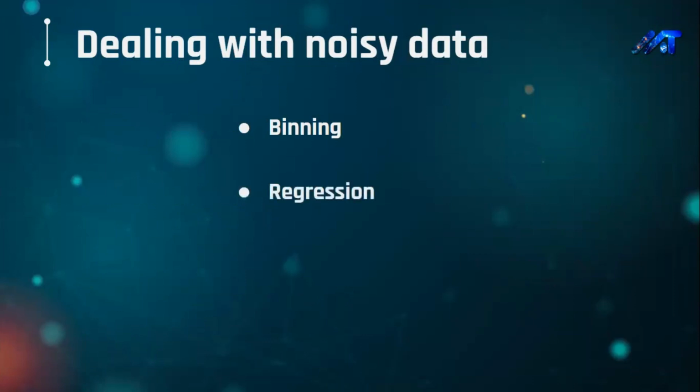Then, regression. This is used to smooth the data and will help to handle data when unnecessary data is present. For analysis purposes, regression helps to decide the variable which is suitable for our analysis. Then clustering. Clustering is used for finding the outliers and also in grouping the data. Clustering is generally used in unsupervised learning.